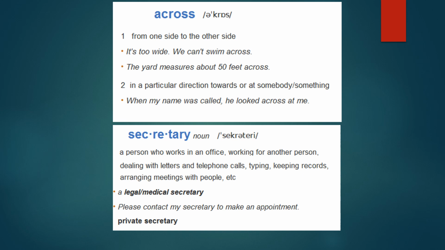Next word, secretary. It's a noun. A person who works in an office, working for another person, dealing with letters and telephone calls, typing, keeping records, arranging meetings with people, etc. A legal secretary. A medical secretary. Please contact my secretary to make an appointment. We can use the term private secretary. If a person has a special secretary, that person needs the private secretary.